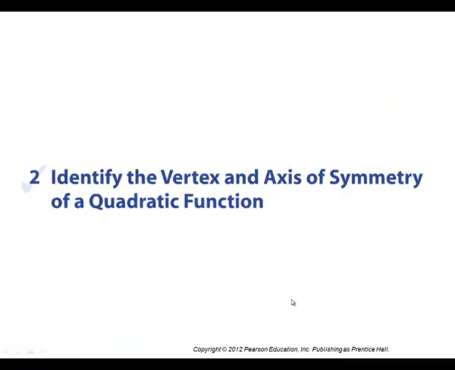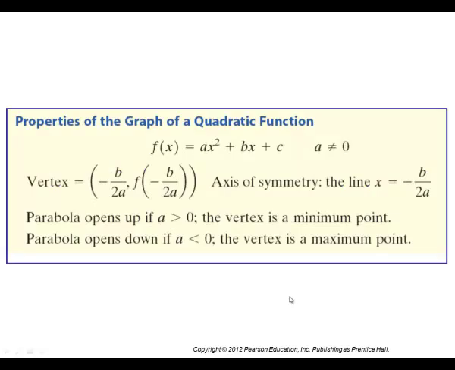Okay, identifying the vertex and axis of symmetry of a quadratic function. Now, if we're just looking at a trinomial and we're not going to try to get the equation in standard form, we can use the equation -b/2a. Once we find the x-coordinate, we substitute it back into the equation to find the y-coordinate.